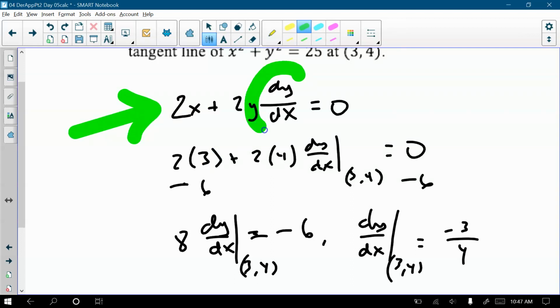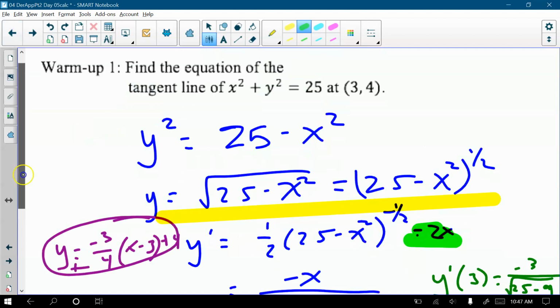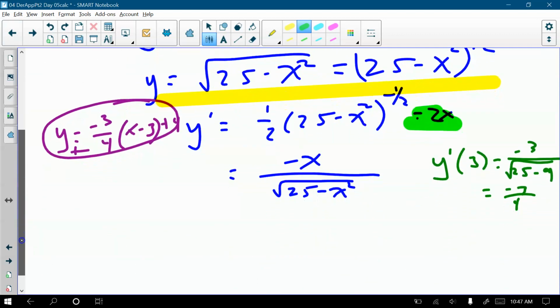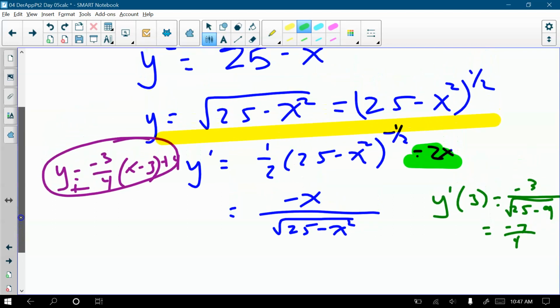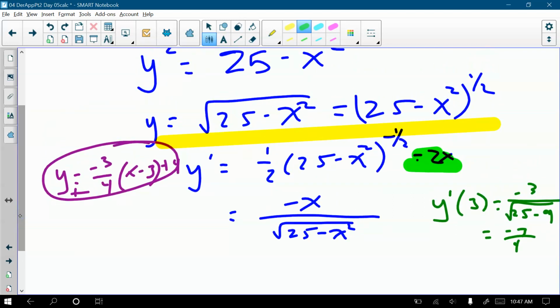But this little part here is going to be the new part, why we put a dy/dx. Again, I'm not asking you to do that for the warm-up, though. For the warm-up, this way would have been totally fine. And hopefully, again, you got negative 3/4. If you didn't, I'm going to guess that you messed up on the chain rule, or on the simplifying, or you might have made a mistake when you were plugging in 3 for x.